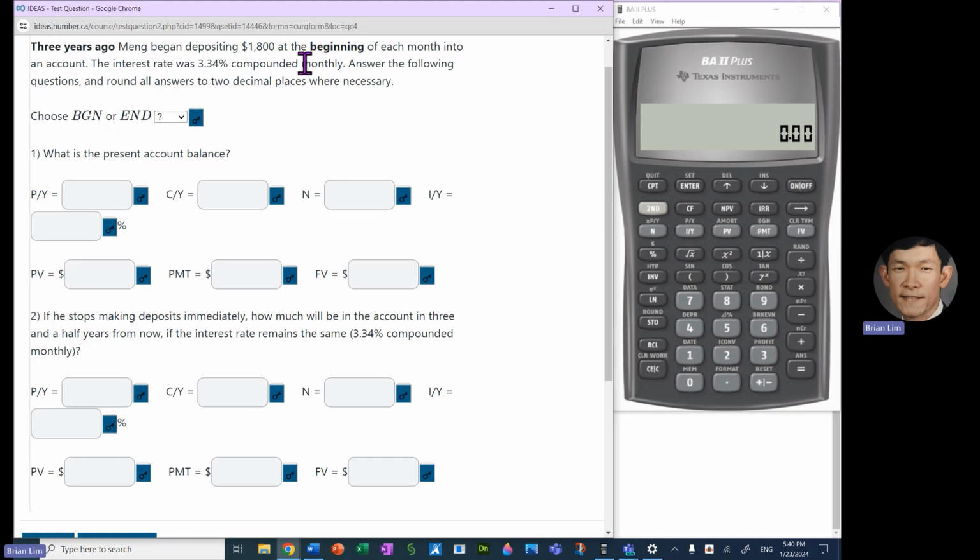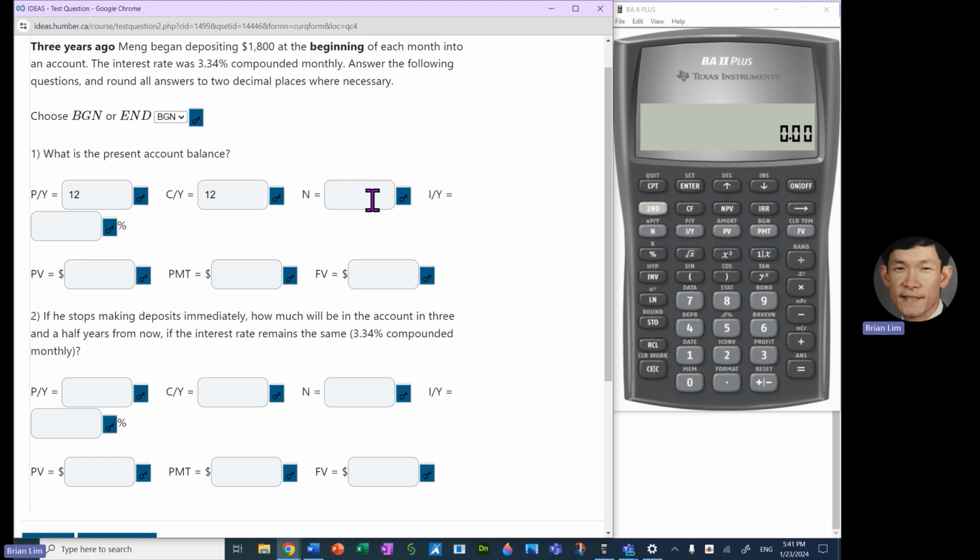All right, so let's start with this depositing. It's at the beginning, so here we should choose the begin mode. Now for PY and CY, we're looking for the compounding. It says the interest rate was 3.34% compounded monthly, so CY is 12. Now for PY, we look for the deposits. The deposits are made at the beginning of each month, so PY is also 12.